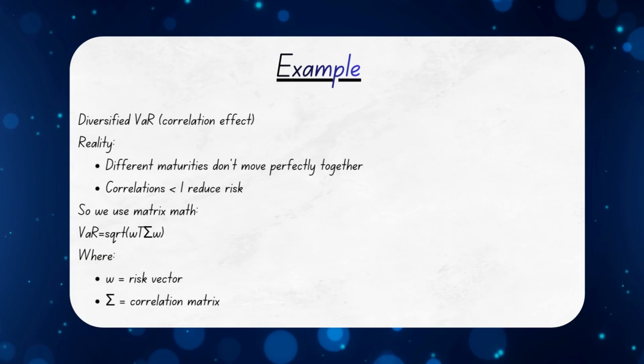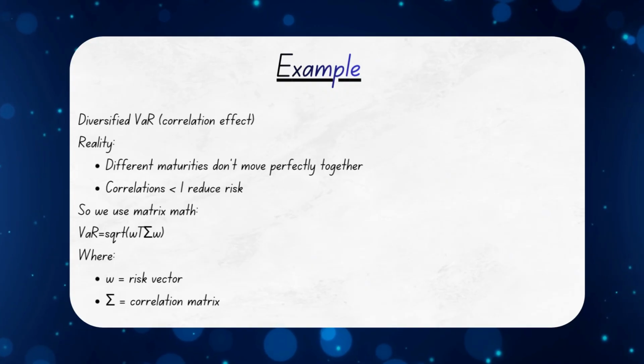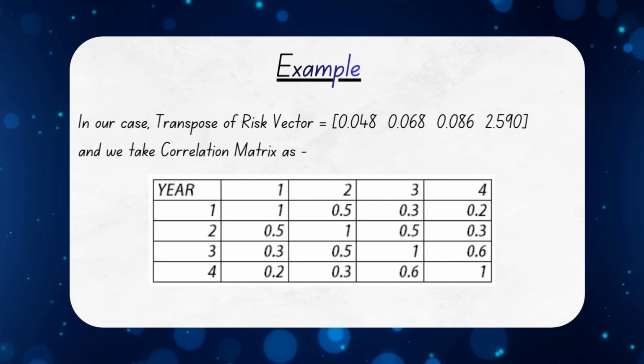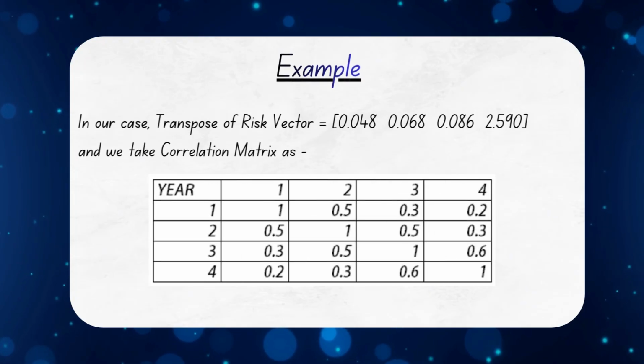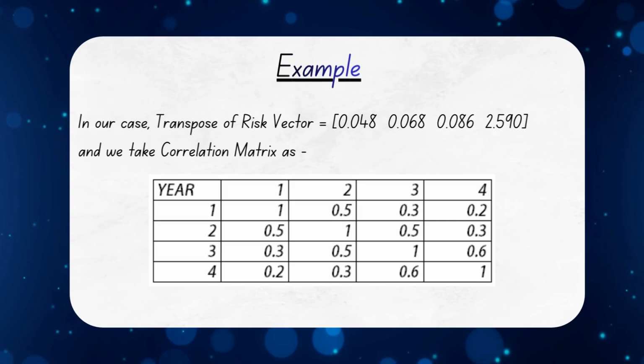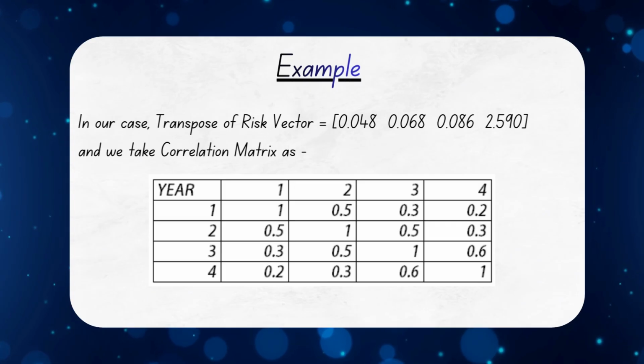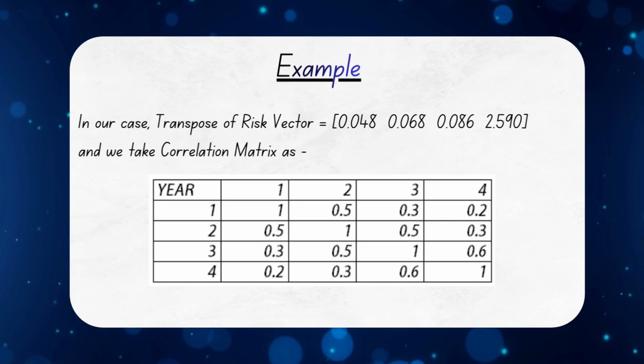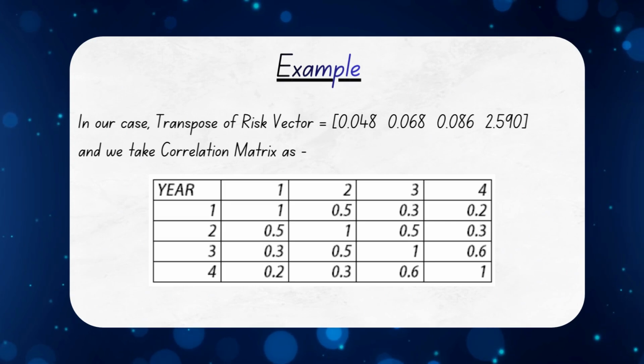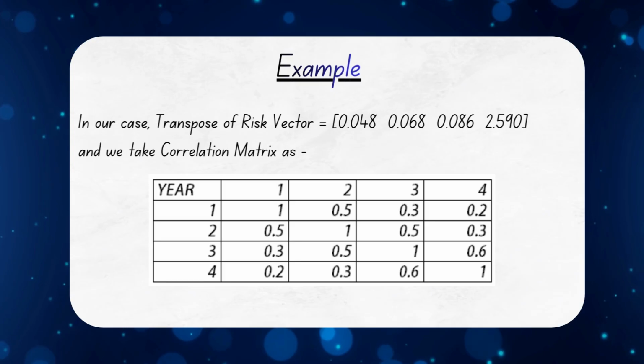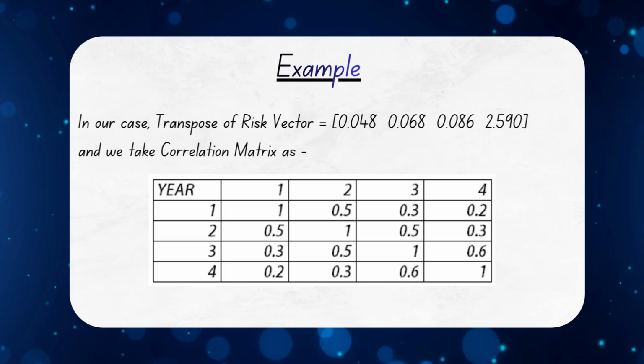So we use matrix math. VAR equals square root of 1 transpose sigma W. Here, our risk vector is 0.048, 0.068, 0.086, and 2.59. And we plug in the given correlation matrix between years 1 to 4. Using this matrix captures diversification effects automatically. This gives us a more realistic, and usually lower, portfolio VAR.